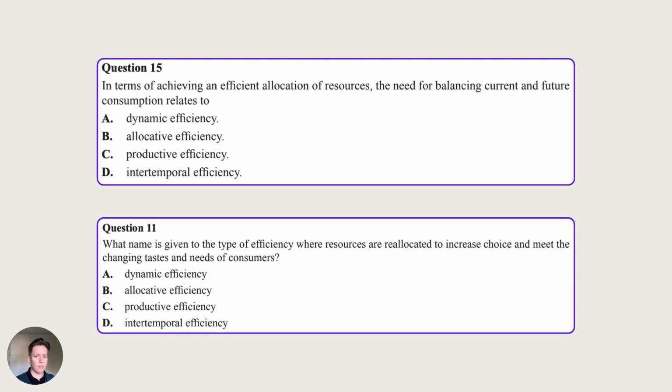And then the second one's a very similar question. So what name is given to the type of efficiency where resources are allocated to increase choice and meet the changing tastes and needs of consumers? It's not the strict definition of allocative efficiency, but it is dealing with the needs of consumers. So I'm looking at that sort of pseudo definition, and I'm thinking that's got to be to do with satisfying the wants and needs of society. Therefore, the answer must be B.